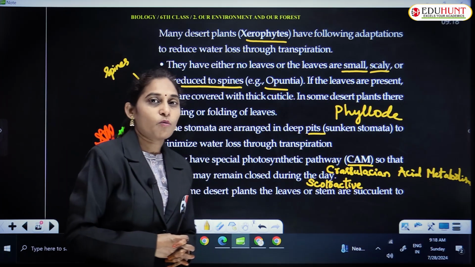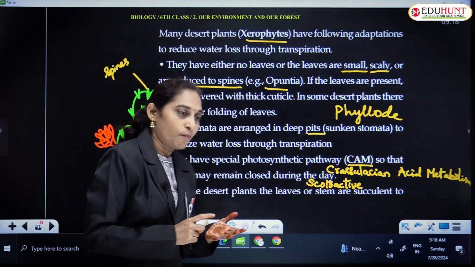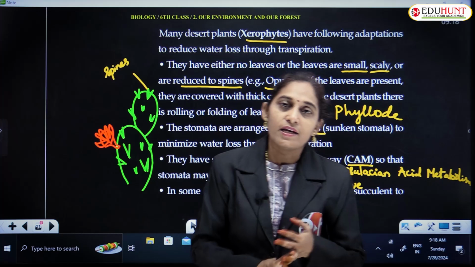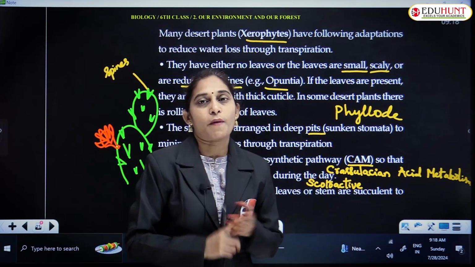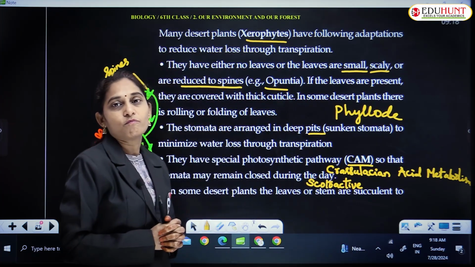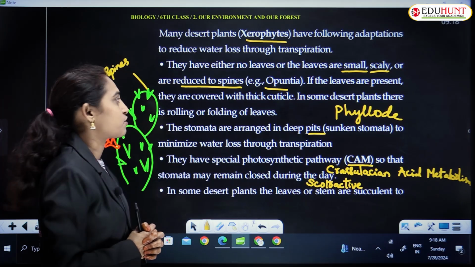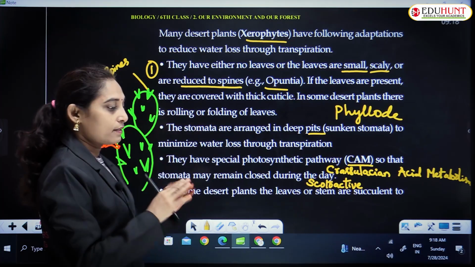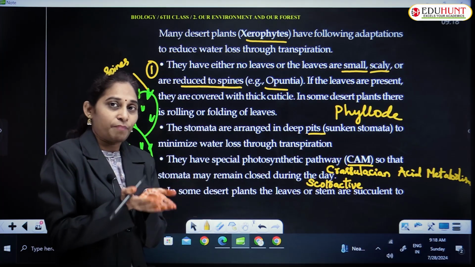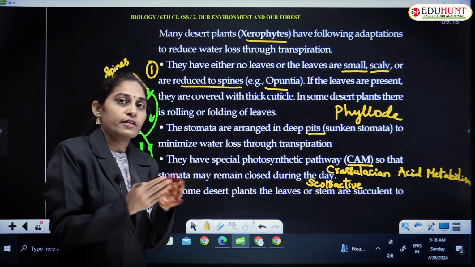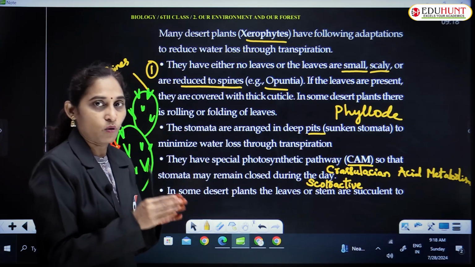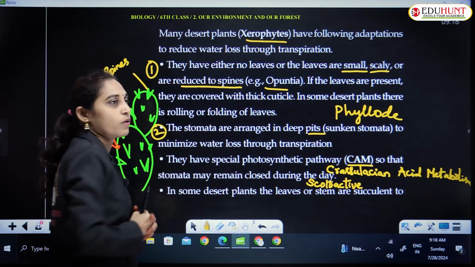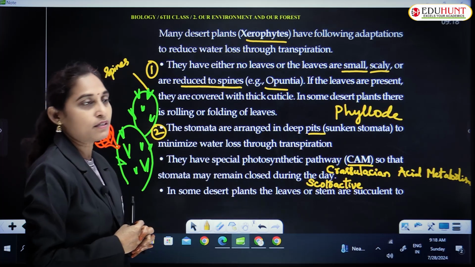Desert plants, that is xerophytes, have modified leaves. The leaves may be modified into scale leaves, or very little leaves, or reduced to spines to minimize water loss, that is, to minimize the rate of transpiration. That is one point. The second point: even if they have expanded leaves, they show rolling or folding nature. And stomata are arranged in pits known as sunken stomata to prevent water loss.